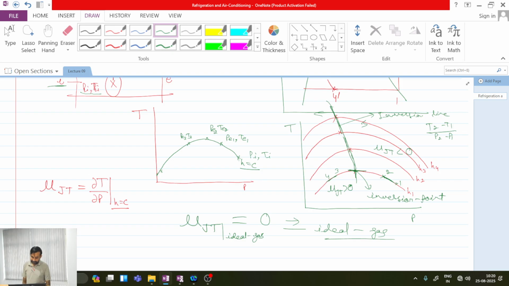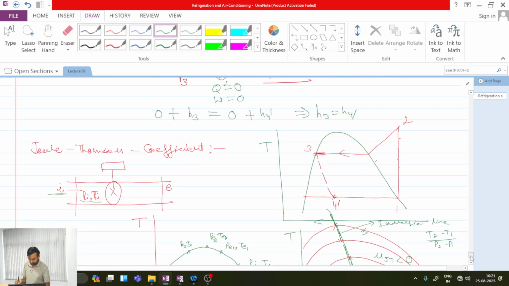And whenever we are operating with the refrigeration systems, always our aim is that when in process 3 to 4, we are decreasing the temperature, then ultimately what should happen?